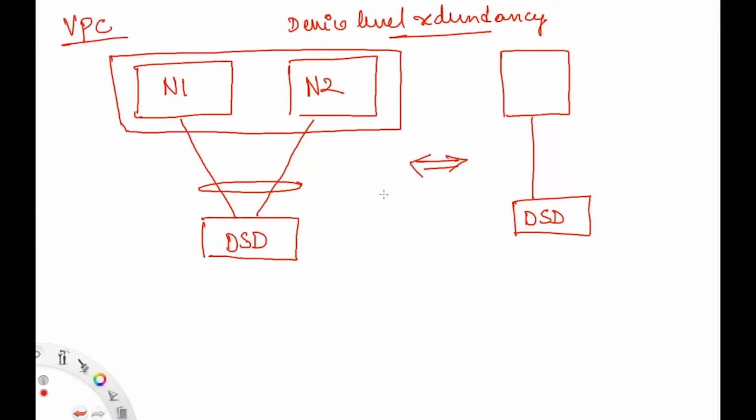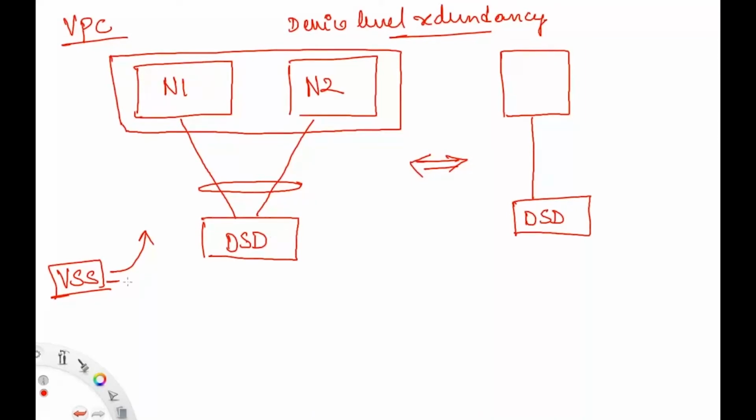How is this different from VSS? Some of you might have already worked on VSS on Catalyst switches. There is a technology called VSS, which stands for Virtual Switch System. Again, the concept is exactly the same. Two devices configured with VSS logically appear as one to the downstream. But what is the difference?